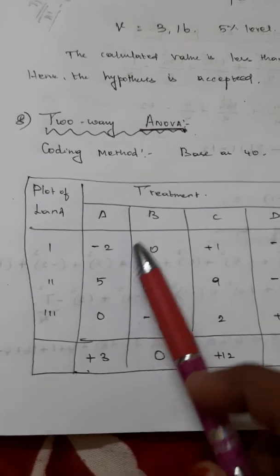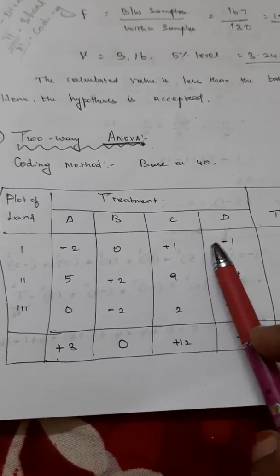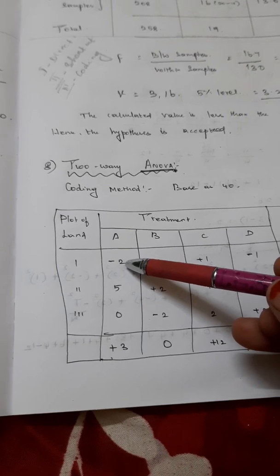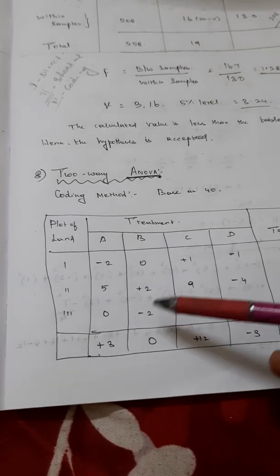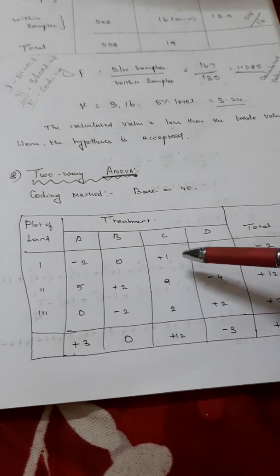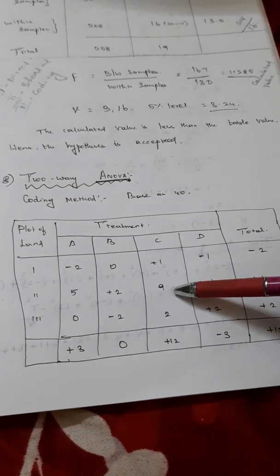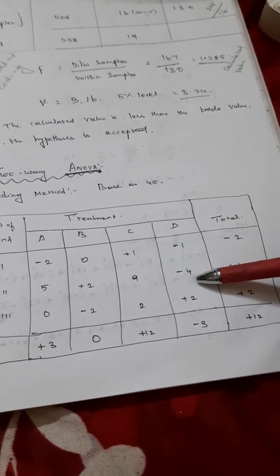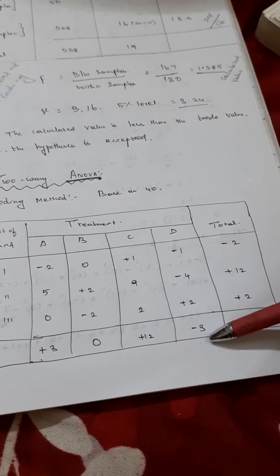The final coding table would be like this. Minus 2, 5, 0, 0, plus 2, minus 2, plus 1, 9, 2, minus 1, minus 4, 2, minus 2, 12, 2. Here the total: minus 2 plus 5 gives plus 3. Minus 2 plus 2 gives 0. Plus 1 plus 9 is 10, plus 12. Minus 1, minus 4 is minus 5, and plus 2 gives minus 3. Then the column-wise total and row-wise total. Now come to the calculation.